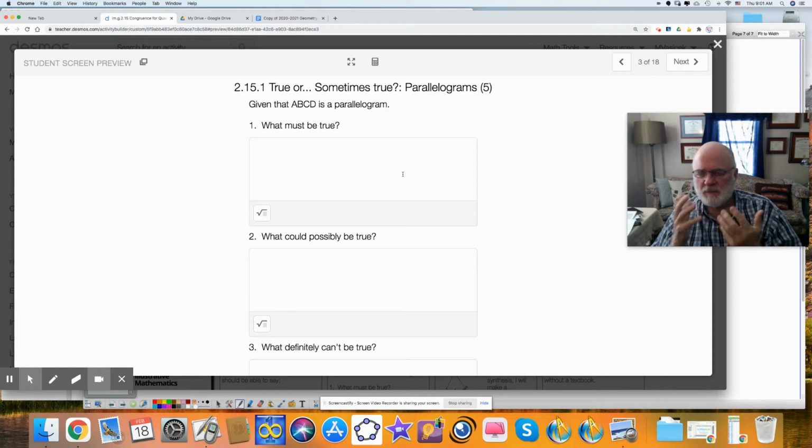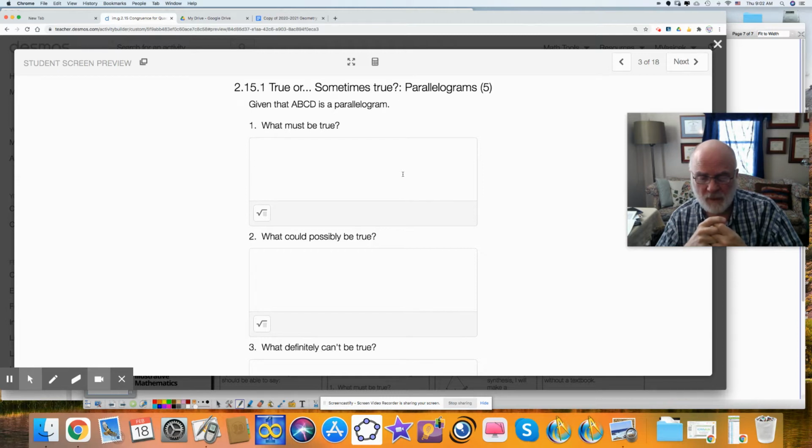What could possibly be true? Well, if it's a special case of a parallelogram, say it's a rhombus, you could have all four sides be congruent. That's possible. You could have all four angles be congruent. Could have all four angles and all four sides be congruent. You could have your diagonals be perpendicular. You could have your diagonals be congruent. Different things that could be true, but don't have to be true about a parallelogram.